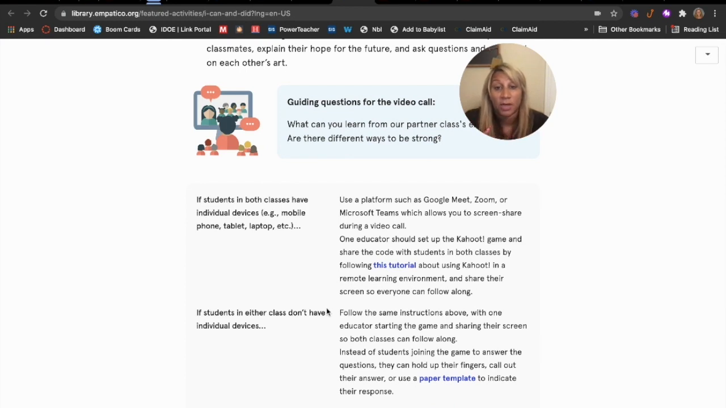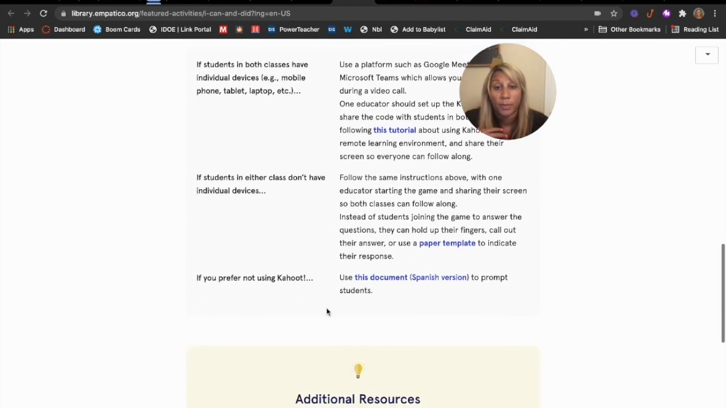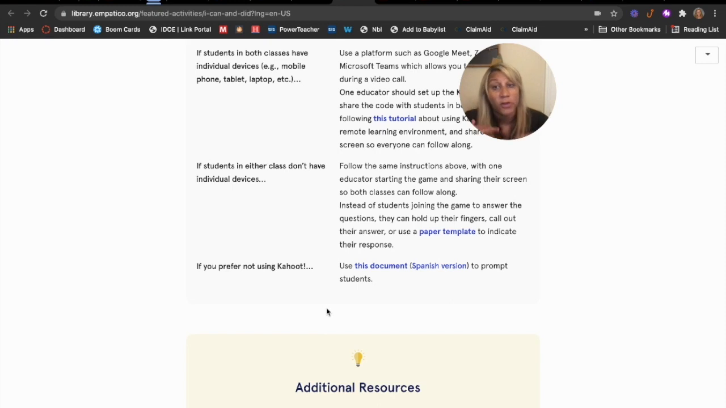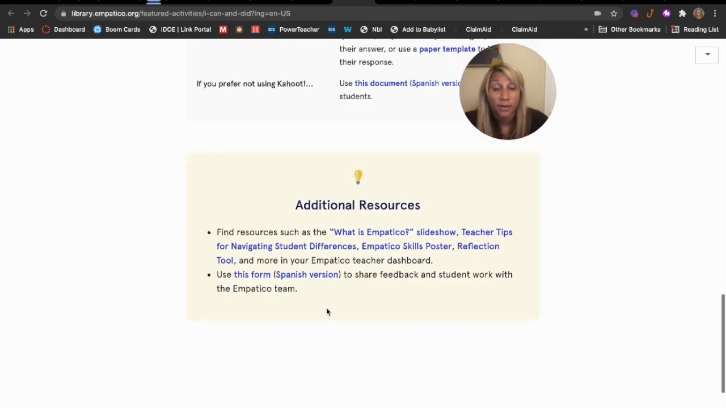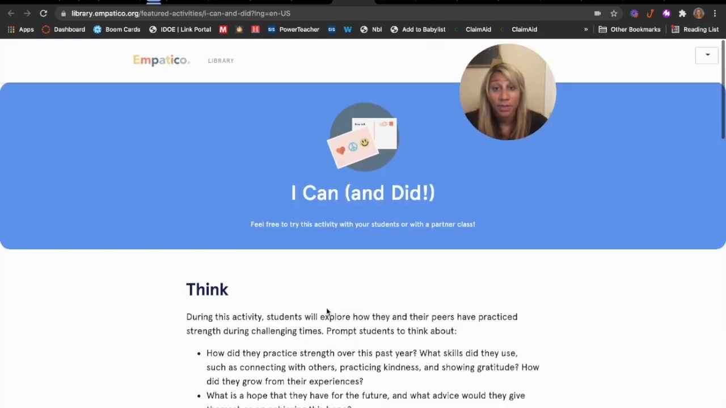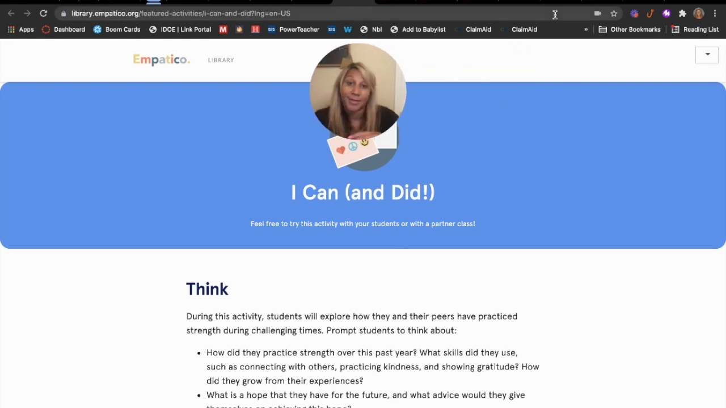And it just continues to go on about what you can do to help prepare your students for this lesson. If you don't want to use Kahoot or a different piece of technology, you can use documents. Remember, you may not be comfortable with those pieces, so it gives you alternative ideas and then some other additional resources. So just think about what this would be like for students to do it with other students in another part of the United States, another part of the country, another part of the world, and to learn together about what we did and what our hopes are for the future.